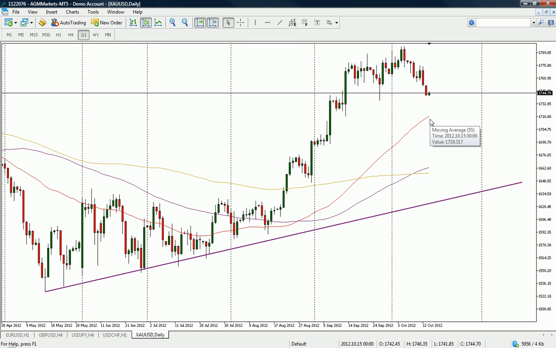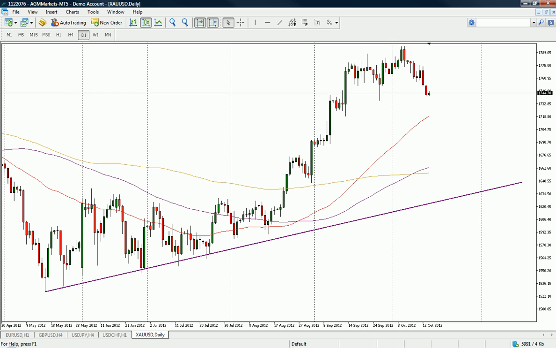So yeah, the first key support on gold for this daily is definitely this 55-day moving average, and of course we've got the 100 and the 200 below that. I wouldn't be surprised if you blew through all of them and came down and tested this trendline support. So that'll be an interesting one this week. I'll keep an eye on that, definitely.